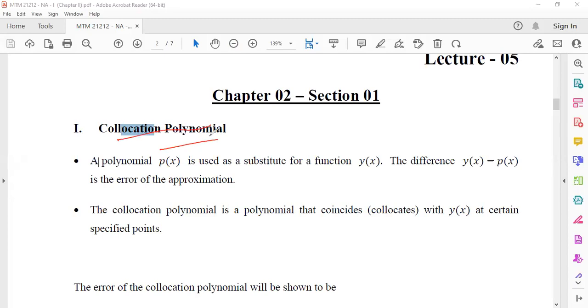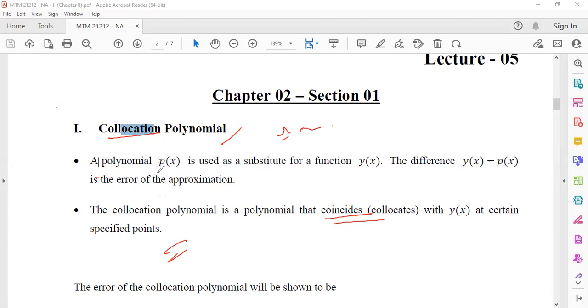So what do you think? The collocations? Collocation means coincide. It means it approximately coincides with the functions. So that kind of polynomials. Please write down these notes if you want.